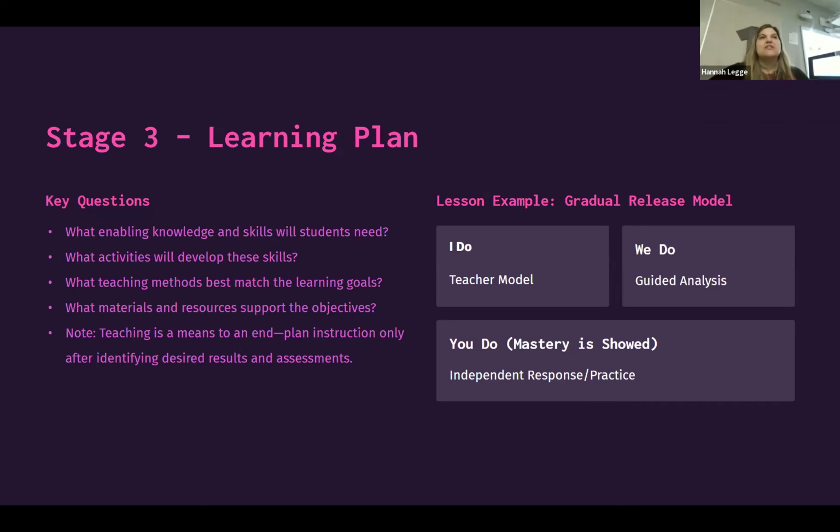So again, this is specific for an English class, but when you are thinking about other subjects, you need to think about the end in mind and the skills that you are utilizing. What knowledge and skills will students need? What activities will develop these skills, and what teaching methods best match the learning goals? What materials and resources support the objectives? So again, this is starting with the end in mind, because it's going as deep as even knowing what resources these students are going to need.